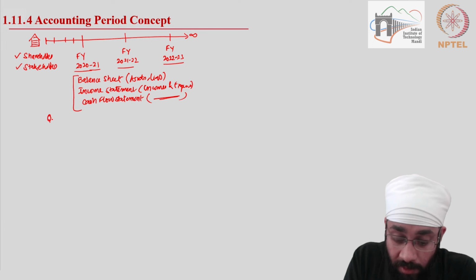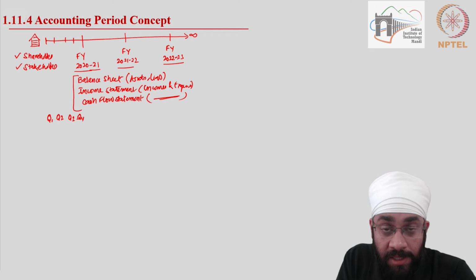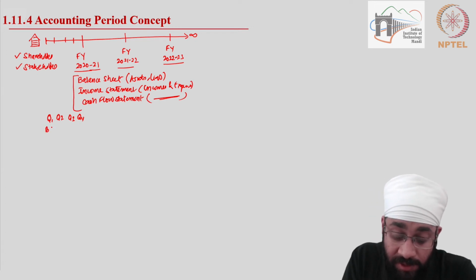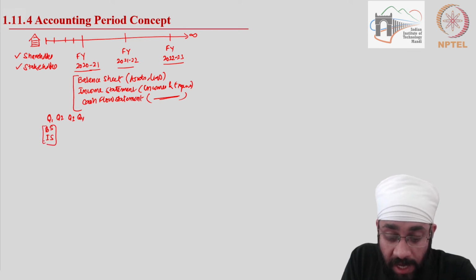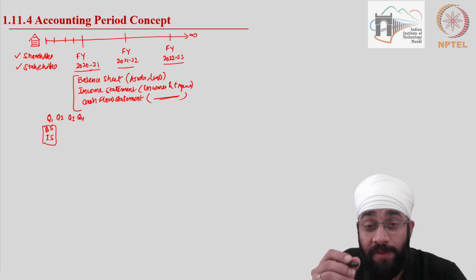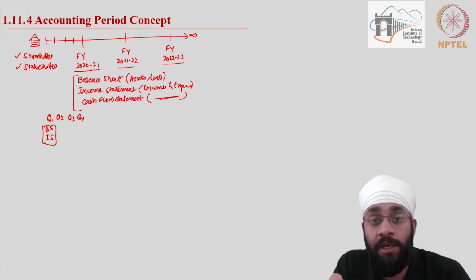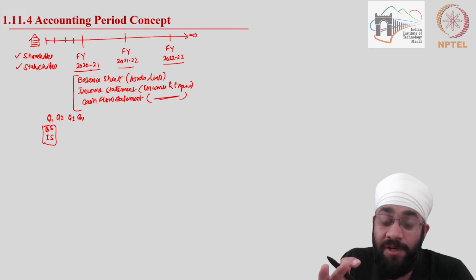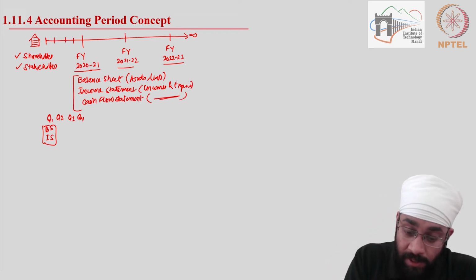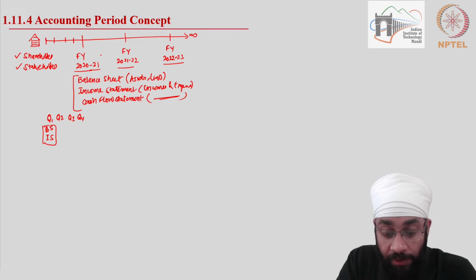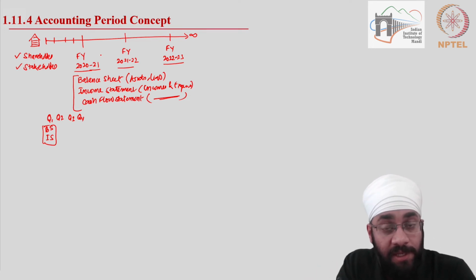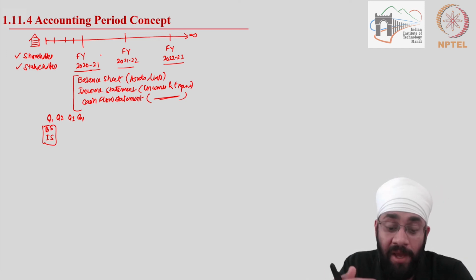So every quarter 1, 2, 3, and 4, every 3 months, the companies are supposed to publish their balance sheet, income statement. They are supposed to report their financials quarterly even, and this is for public companies which are listed, companies in which general public has invested their money. So that's accounting period concept. You need to review the performance of the business, and you do that periodically. Those periods are financial years, and we call them accounting periods.